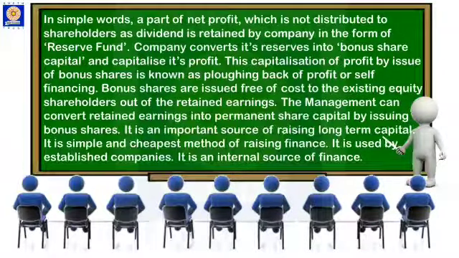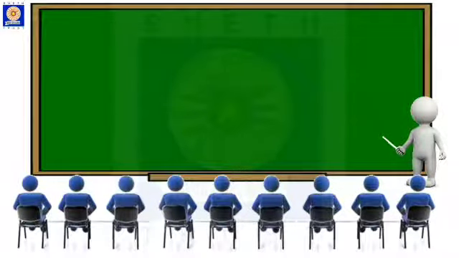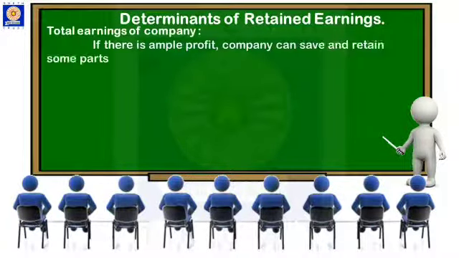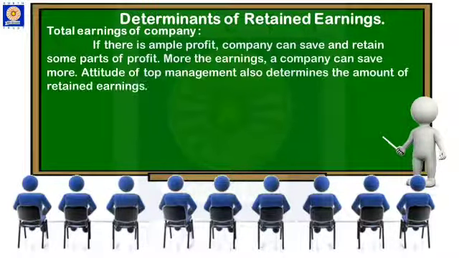Now let us see the determinants of retained earnings. That means the factors which affect the size of the amount kept aside as profit. Let's start with our first determinant, total earnings of the company. If the company is earning an ample profit, that means a good amount of profit, it can save more. But at the end, it depends on the attitude of the management, as the top level management decides the amount of profit to be kept aside.